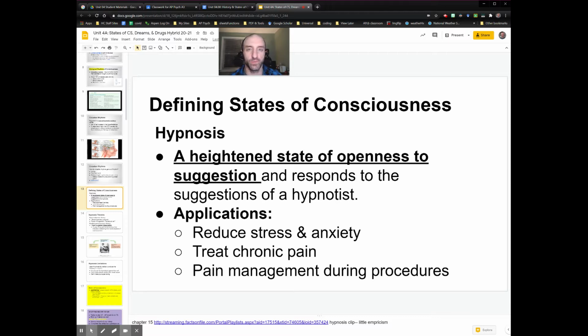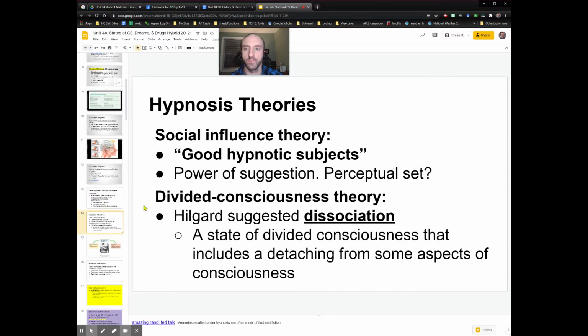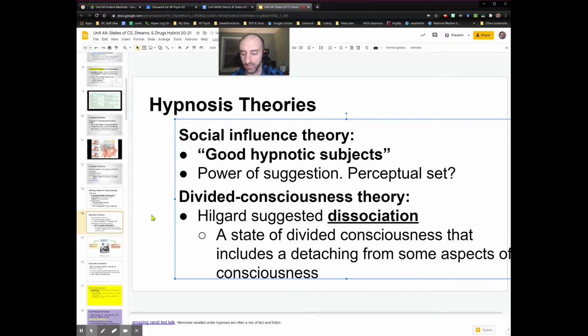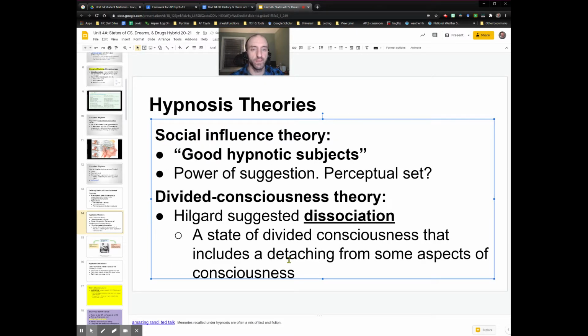There are applications where it works, but if you were to test it empirically, this is more a function of the willingness to be hypnotized. So the openness to suggestion, like wanting it to be true, is what happens. That's called the social influence theory. And then the other one is this divided consciousness. This being a dissociation, association means together, dissociation means disassociating. It's a divided consciousness.